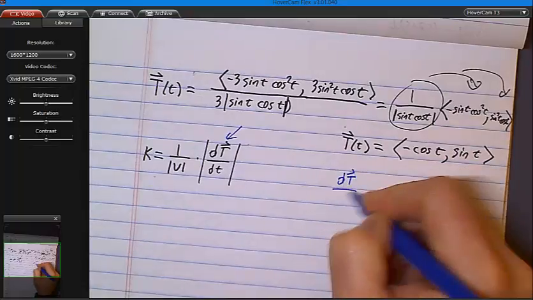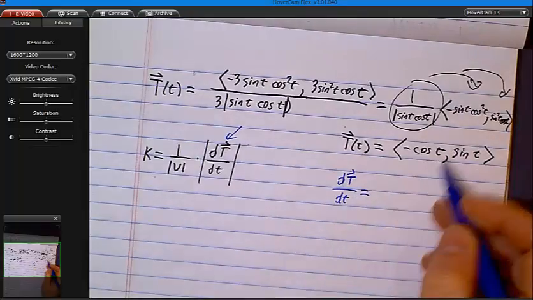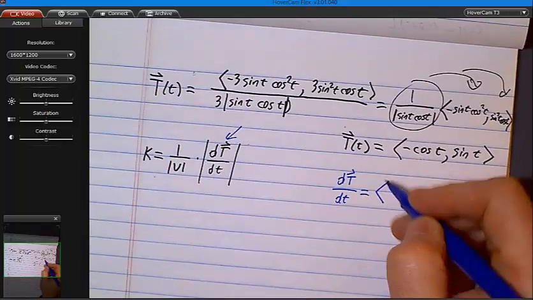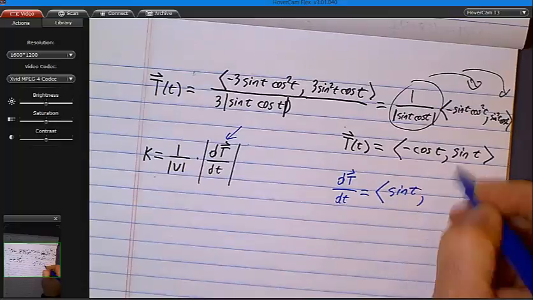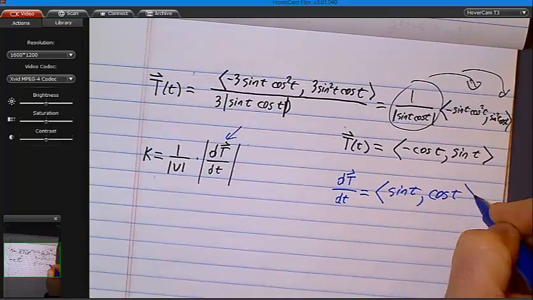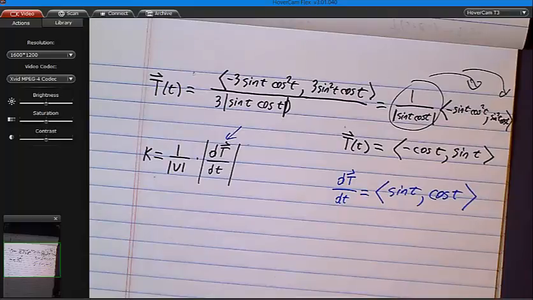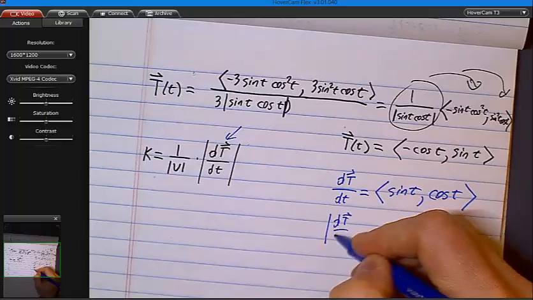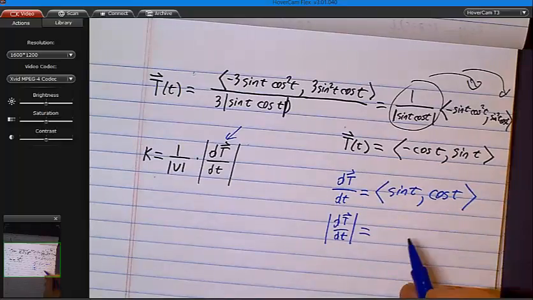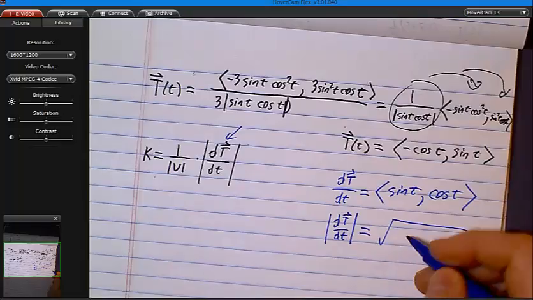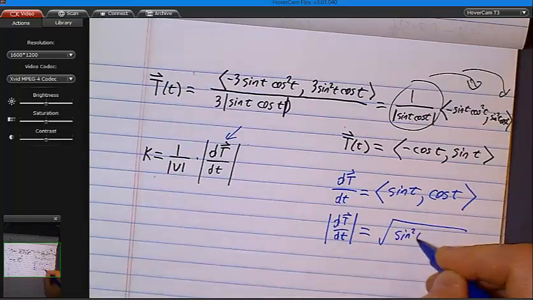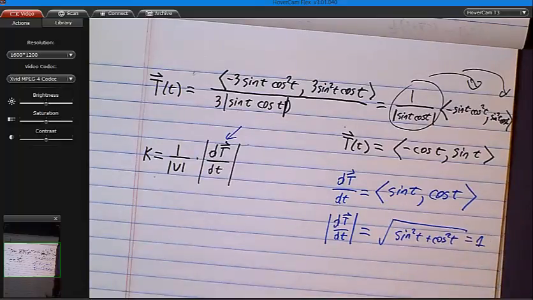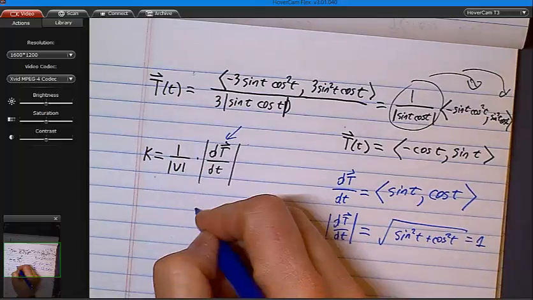dT/dt, I take the derivative of this and I get derivative of negative cosine would be positive sine of t, and the derivative of sine would be cosine of t, right? And now, since I want the magnitude of that, let's see, well that's the square root of what? Yeah, because it's sine squared t plus cosine squared t. So this is a really nice problem we picked out to do. This whole thing becomes a 1.